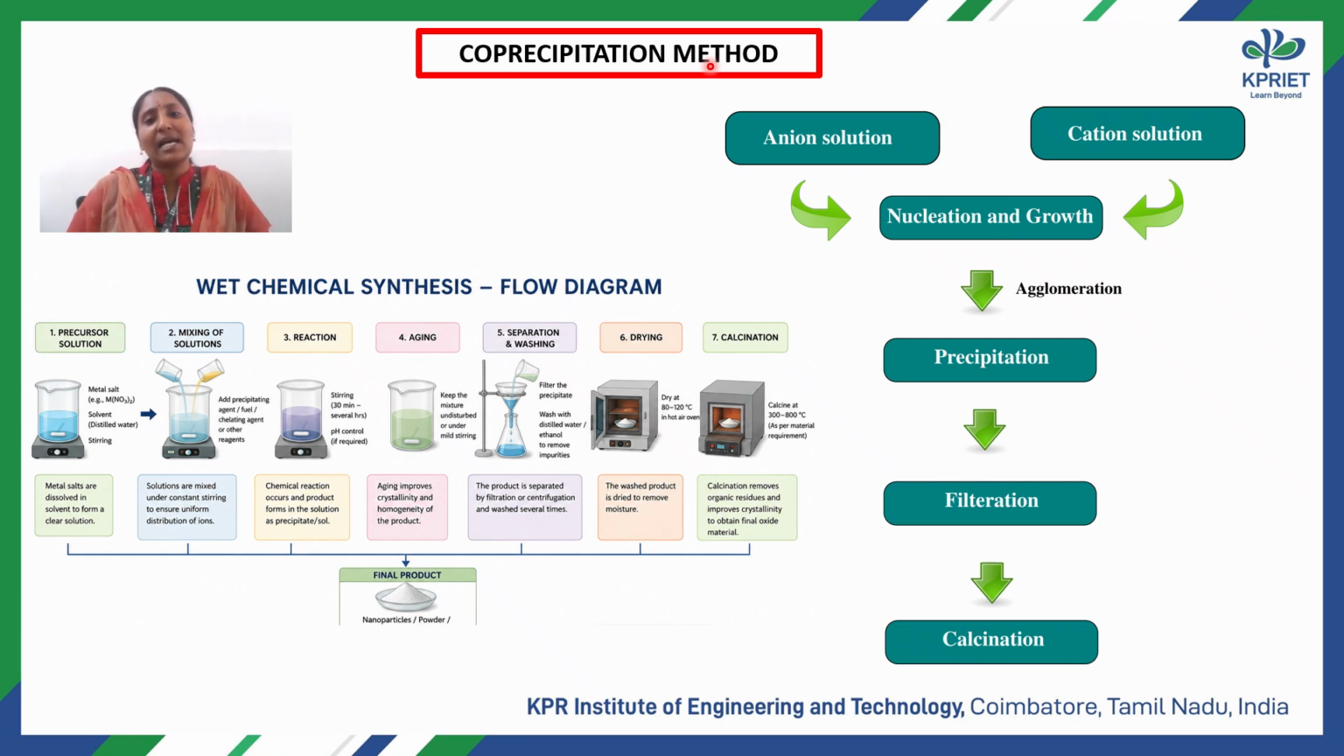Why is calcination important? Here we remove the organic residues and improve the phase purity and crystallinity of the final material. So this is the way the wet chemical synthesis is a simple and effective route to produce nanoparticles, powders, or nanostructured materials with good control over composition and particle size. That is also maintained under the wet chemical synthesis method.